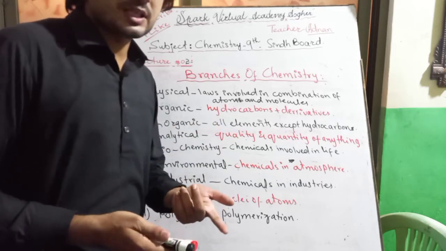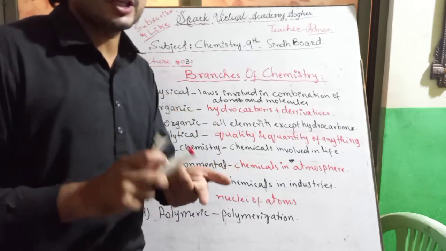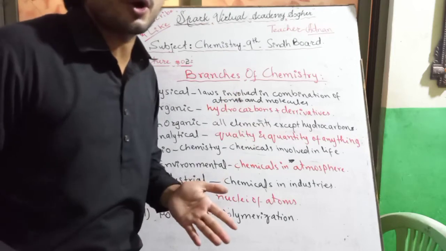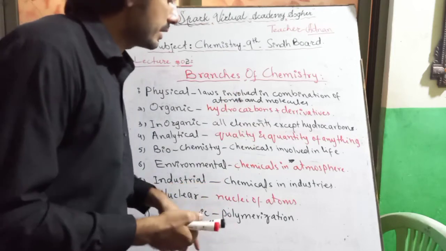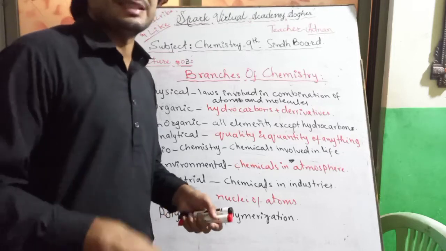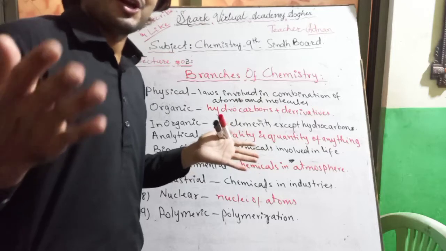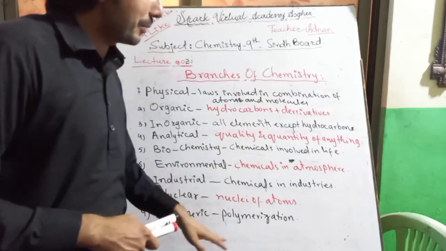In plastic substances, optical fiber is there, PVC is there, or any other useful product that is made up of the plastic is included in the polymerization. It means the small polymers start making the large products. Now that process is included in the polymerization.